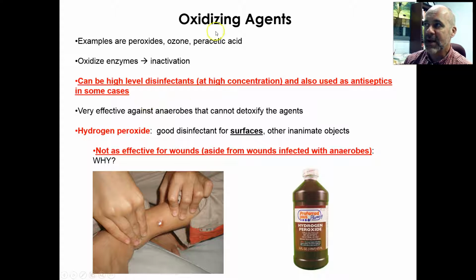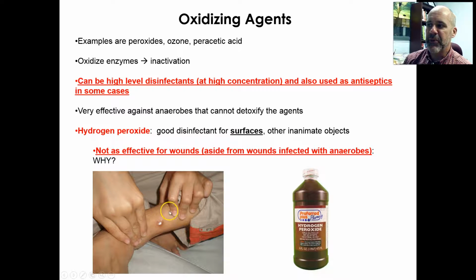So oxidizing agents are very effective against anaerobes, because remember, anaerobes can't be around oxygen gas because they don't have the enzymes that detoxify the nasty oxygen-containing compounds. So some of these things are going to be very effective against anaerobic organisms that may need to be controlled.